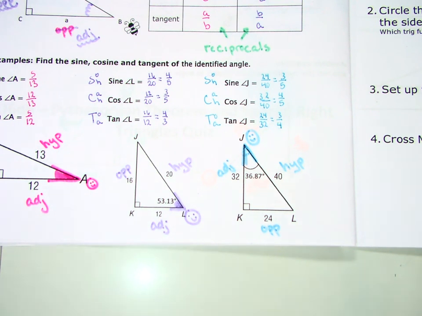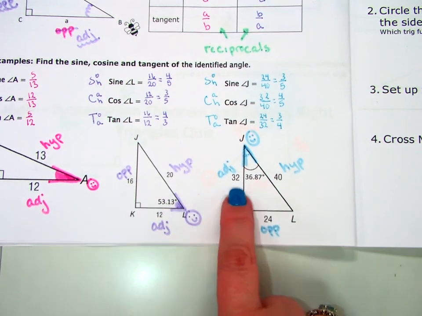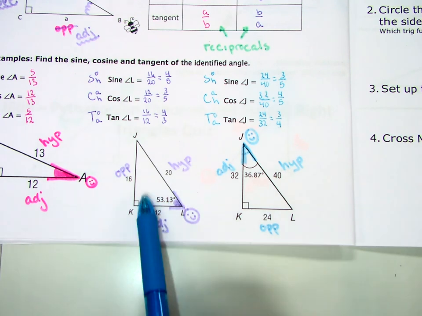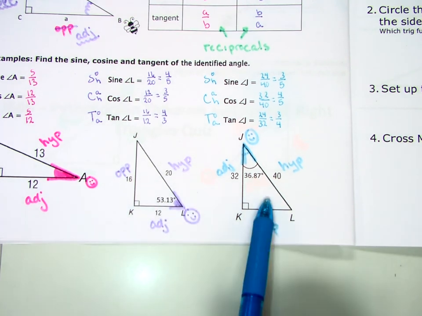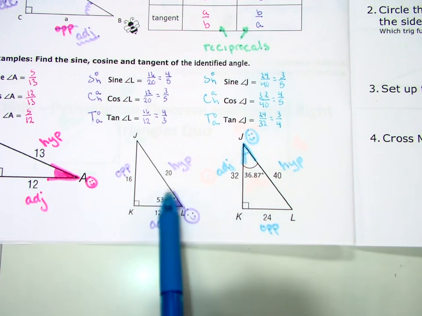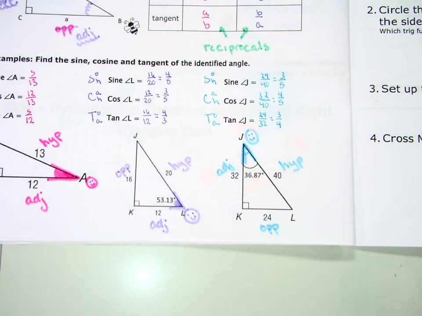But are these the same triangle? No, because this one's 20 for the hypotenuse, this one's 40. This one's 16, this one's 32, this one's 12, this one's 24. They're not the same triangle, but what kind of triangles are they other than right? Not congruent, similar, right? There's a scale factor of 2 to 1 between these, because this triangle is twice as big as this triangle.